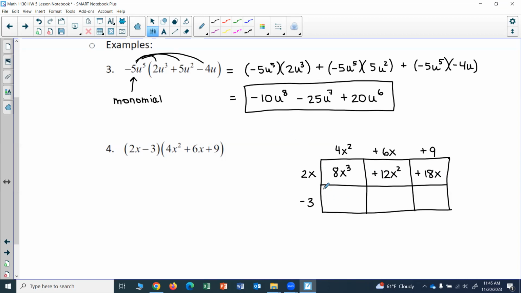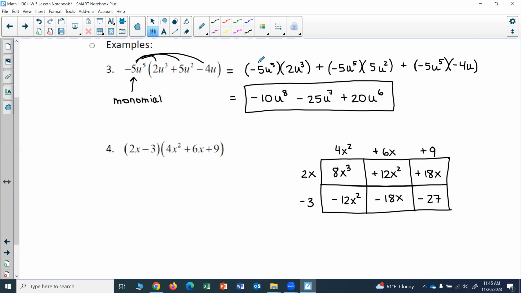Now I move down to the second row. I have 4x squared times negative 3. That would give me minus 12x squared. Second box on the second row is negative 3 times 6x, so that's negative 18x. And then in the last box, I have negative 3 times positive 9 gives me minus 27.